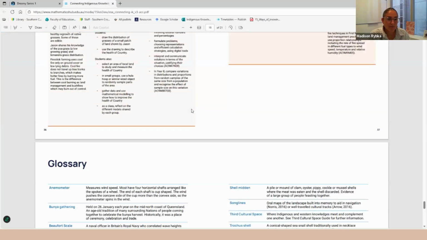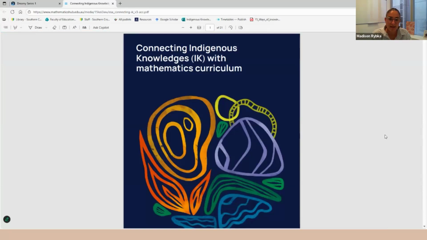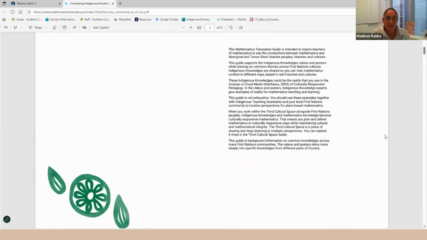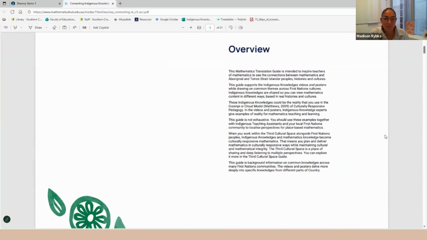This is another resource for mathematics. So it's like a handbook. Again, I would save this. Here it is. So the overview is basically about supporting you and guiding you to inspire you to embed mathematics and show that connection of Indigenous cultural knowledge within it.